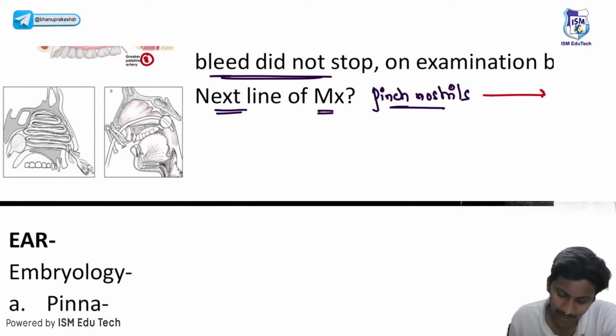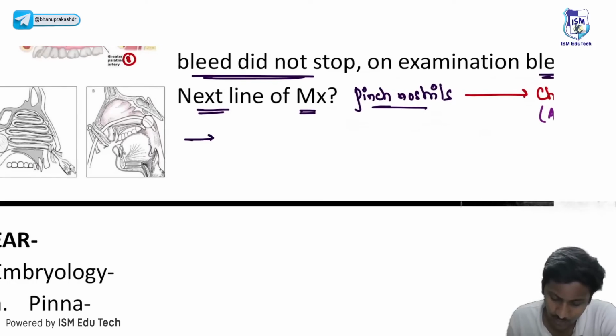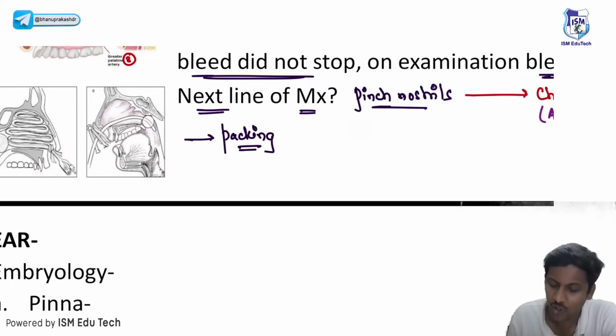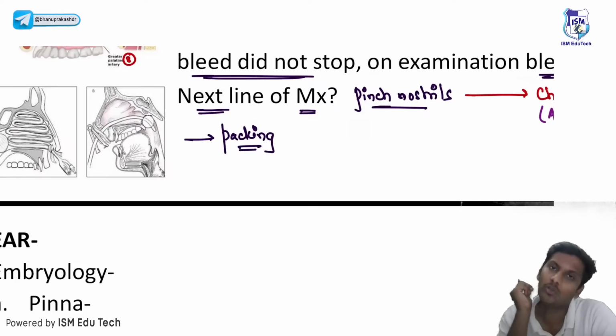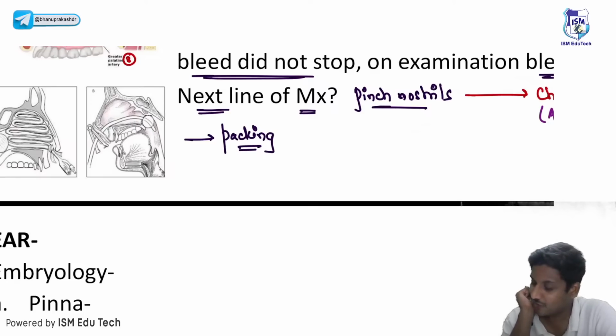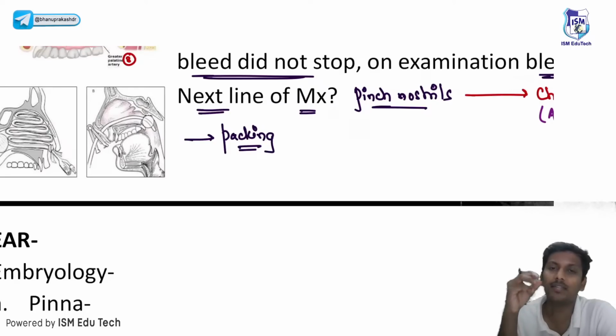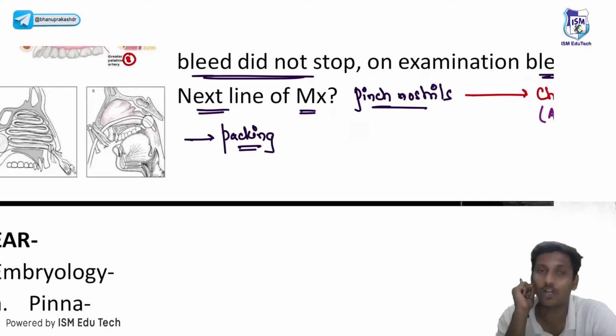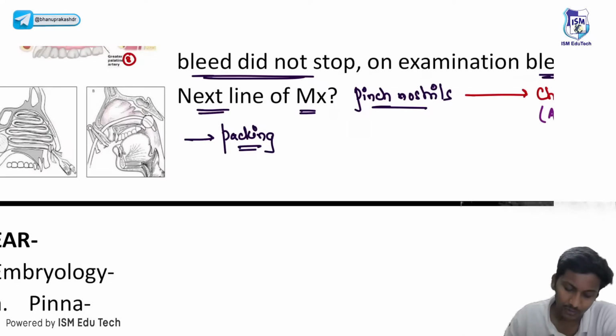Okay, so keep that in mind. Next, if that fails, definitely we are going for packing. We will definitely go for a packing. If you are sure that it is an anterior epistaxis, only go for anterior nasal packing. If you are sure it is only posterior epistaxis, go for only a posterior nasal packing. But if you are not sure whether it is an anterior or a posterior epistaxis, you are not able to identify the bleeding site, then go for both.